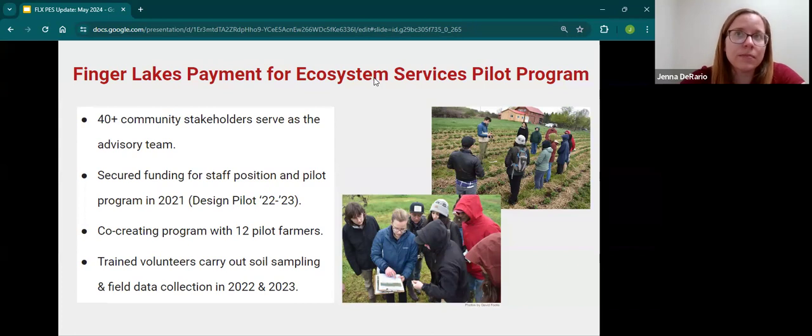So the mean acreage of that first group was 35 acres. The largest farm was 100 acres. And the majority of participants were either farmers of color or beginning farmers.